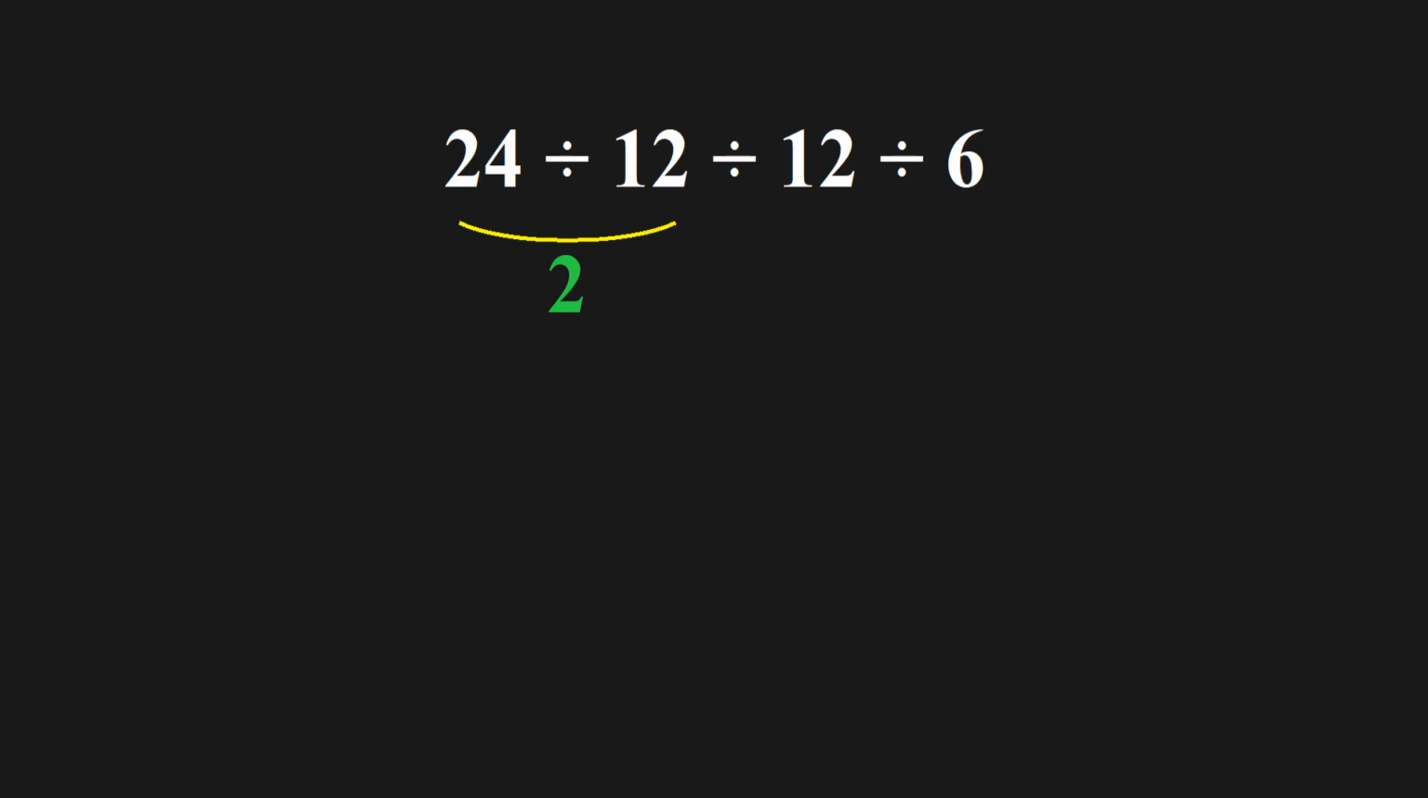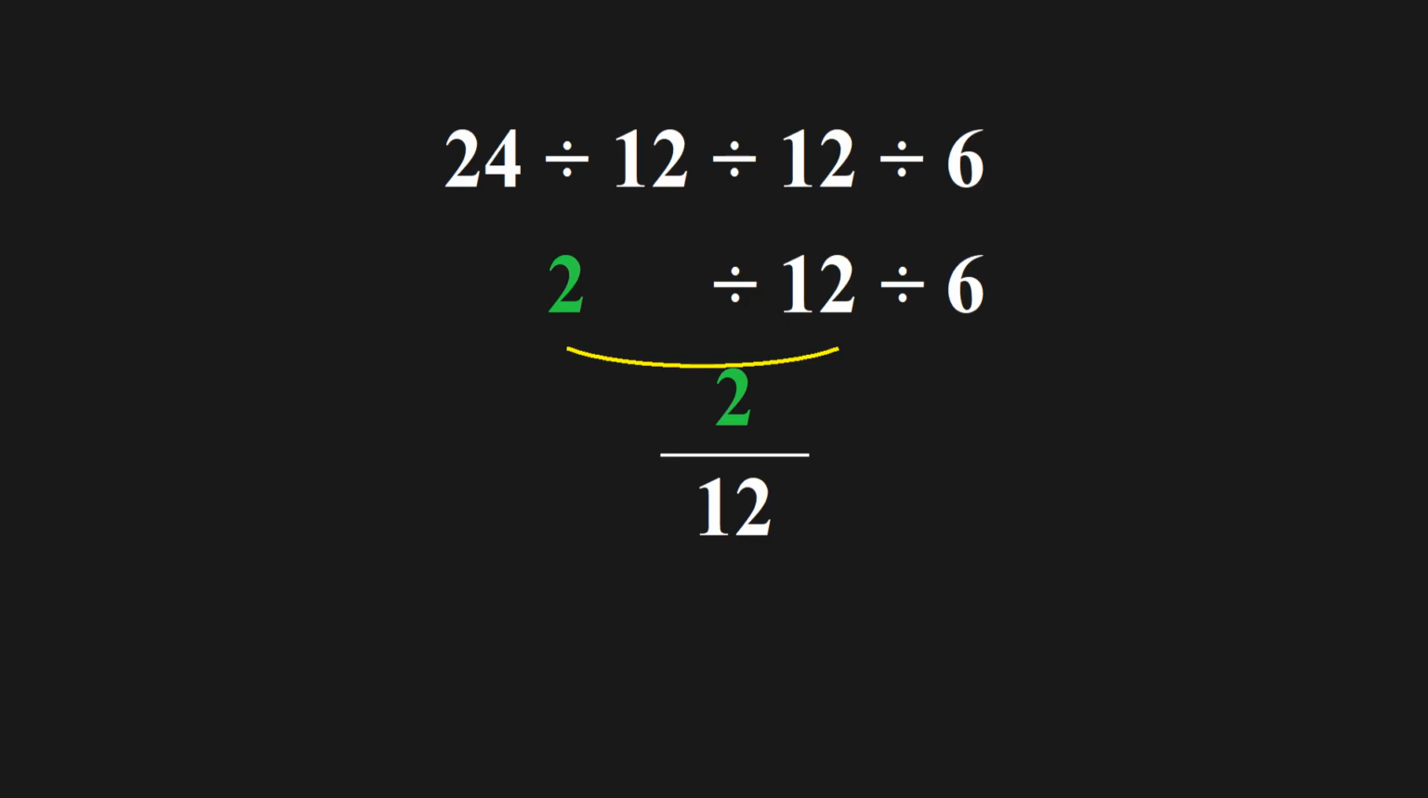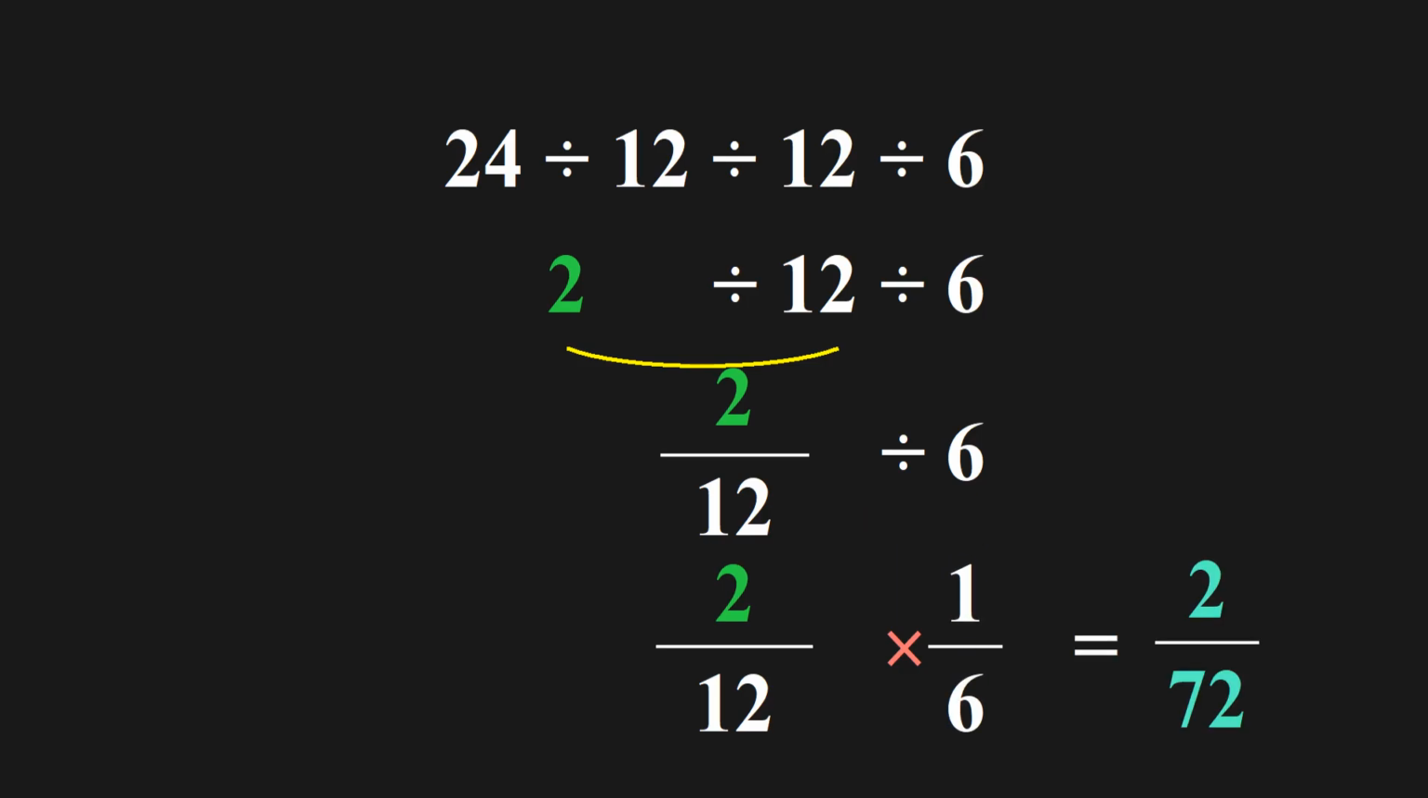So we have 2 divided by 12 divided by 6, and we can write this part as 2 over 12 divided by 6. So we must keep the first fraction 2 over 12 and change division to multiplication times. Then flip the second fraction 1 over 6, which equals 2 over 72. And this is our final answer for this problem.